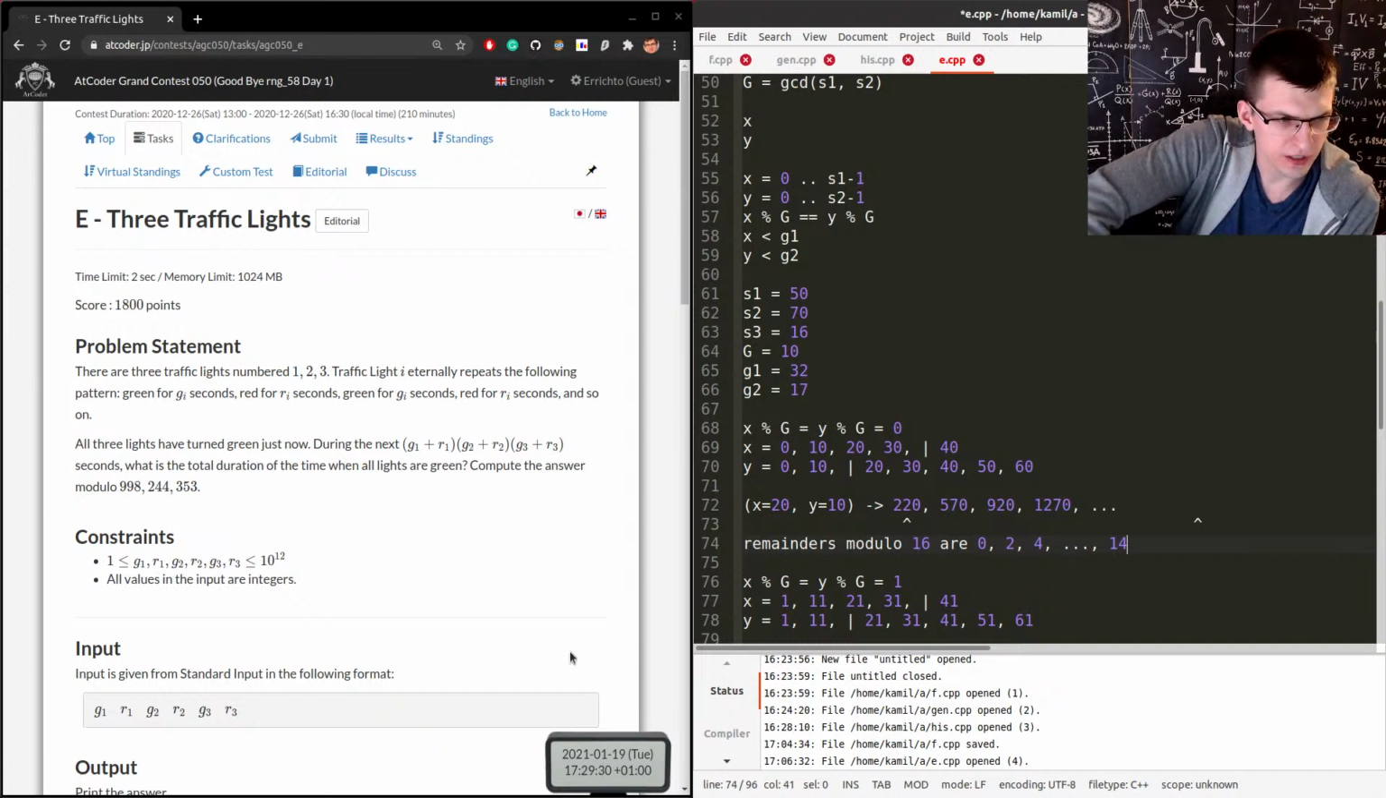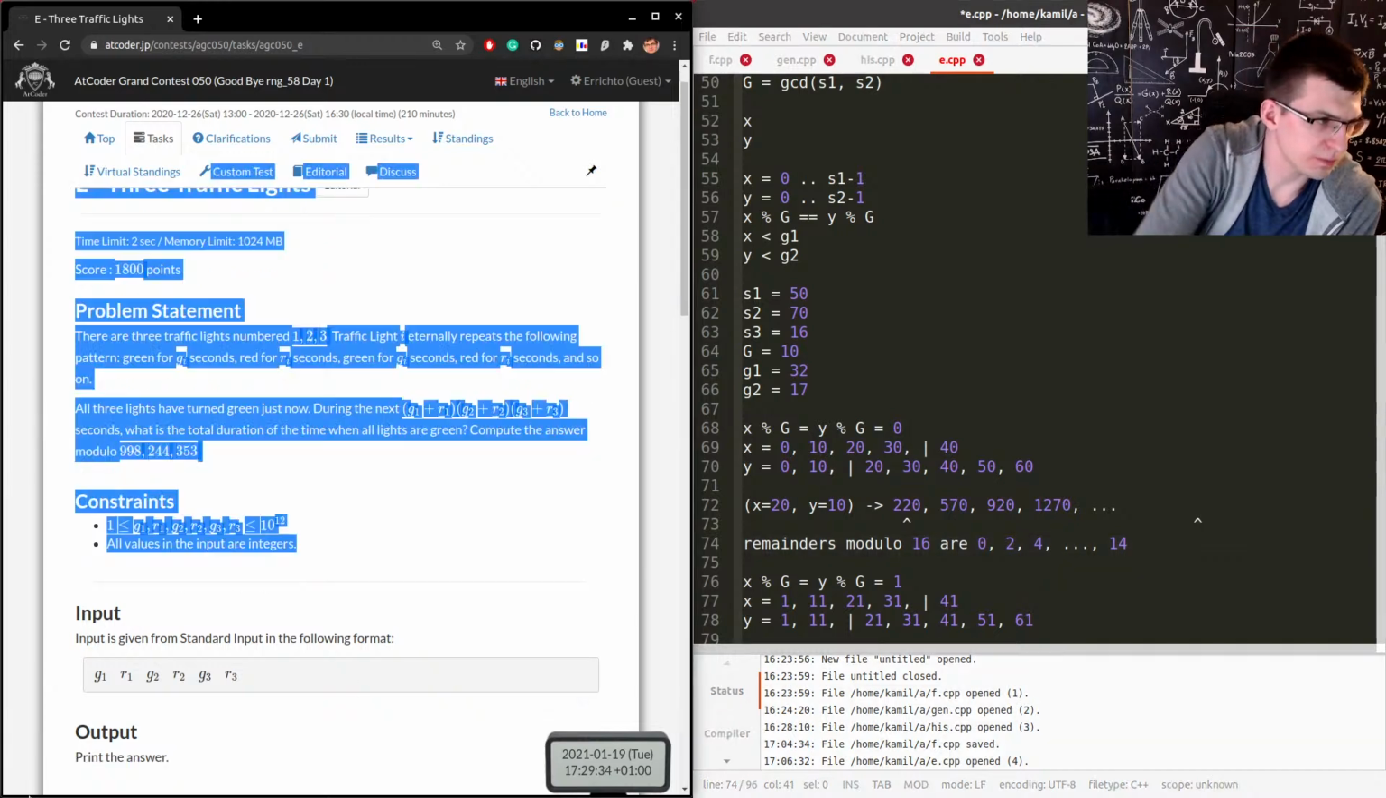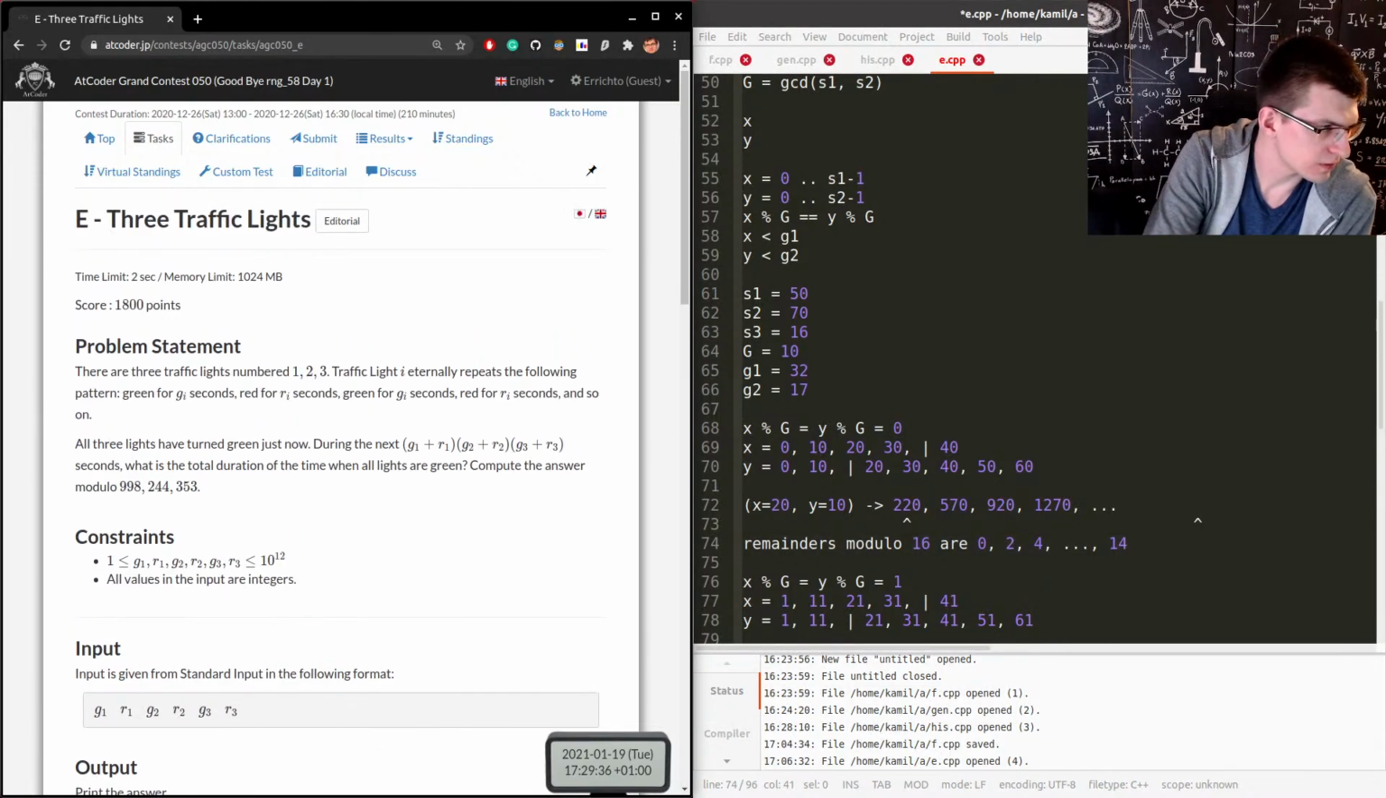If the G_i plus R_i are pairwise relatively prime, then the answer is G1. Yes, MWizard, that's right.